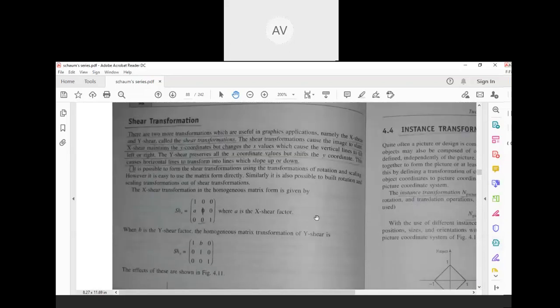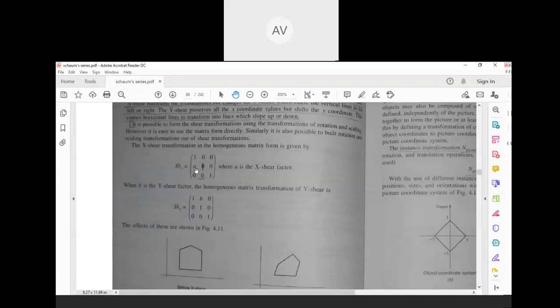Okay. Then shear is also one type of transformation. You might know shear in x-axis, shear in y-axis. Shearing occurs when you apply force to the object. So see here, shear in x-axis means it will shear in the x direction, and a factor will be there. A is the x shear factor. See here, the matrix will be written as 1 0 0, a is the shearing factor, 1 0, and then 0 0 1.